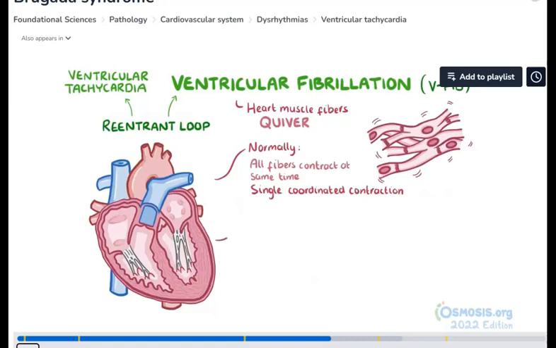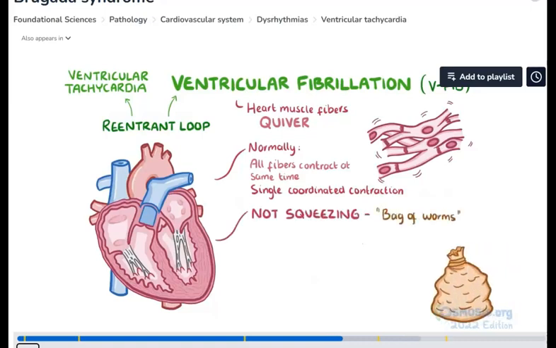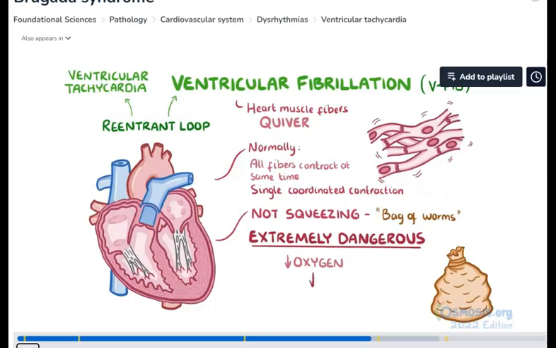Just like the rowboat, if the heart's not squeezing anymore and it's just squirming around like a bag of worms, which is actually used to describe what it looks like, then you can probably guess that this situation is extremely dangerous, since your body, and especially your brain, isn't getting fresh oxygen, meaning ventricular fibrillation can lead to death within minutes of onset, and this is called sudden cardiac death.